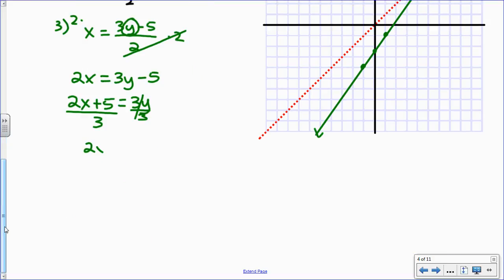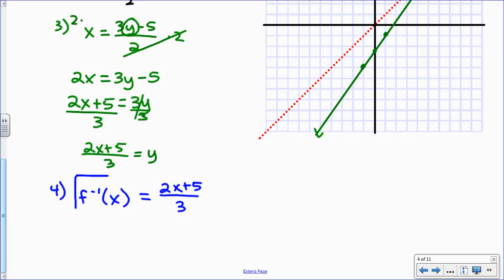So I have (2x + 5)/3 = y. Okay, step 4: replace your new y with f inverse of x. So f inverse of x equals (2x + 5)/3. Okay. So I'm just dividing by a constant. What type of function is this? Yeah, this one's also linear. So I'm just going to make note about that.